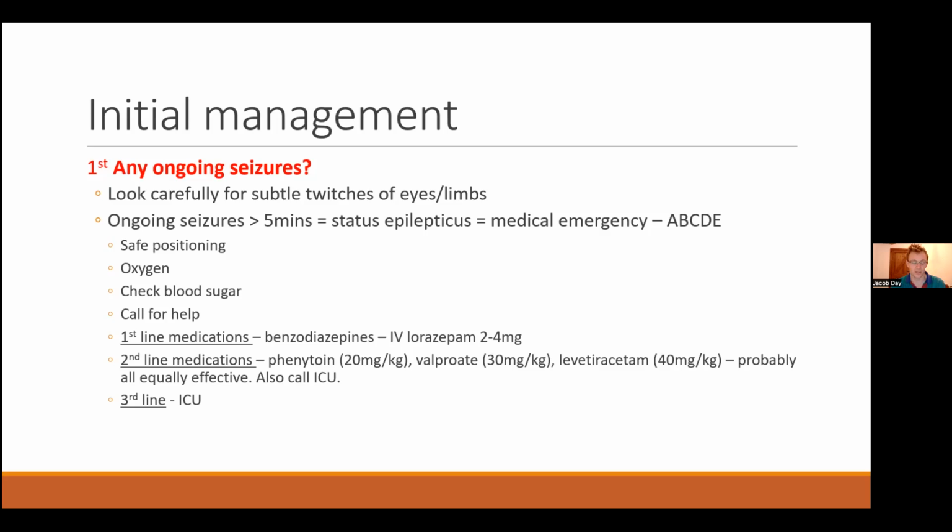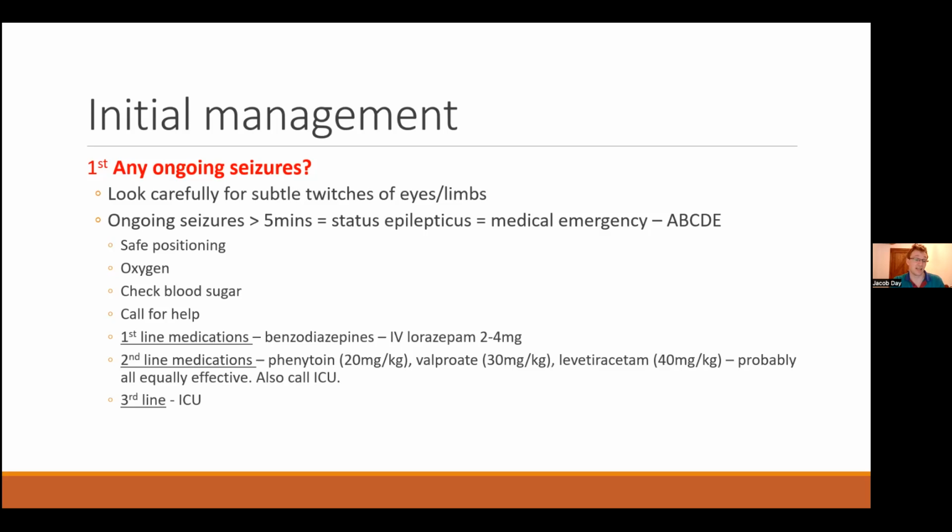If you're going to use that for someone who's actively fitting to try and terminate it, make sure you give that full dose. So 40 milligrams per kilogram, even in just a 50 kg person, is going to be 2,000 milligrams, so 2 grams. What I see quite a lot is someone being given some Keppra because they've got some seizures, and they just get 1 gram. So that's not a full load. So just be aware of that dose.